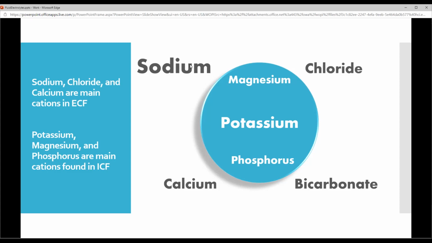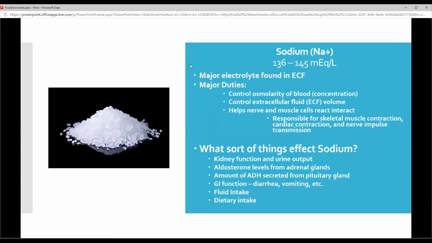And then inside the cells, you have potassium, phosphorus, and magnesium are the main ones, okay? And then calcium and bicarb outside the cell as well. So let's talk about what each of these electrolytes are. Sodium. Sodium, like I said, is the most abundant electrolyte in the body, okay?